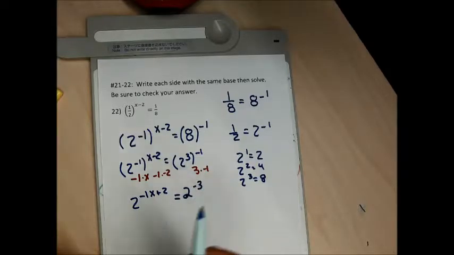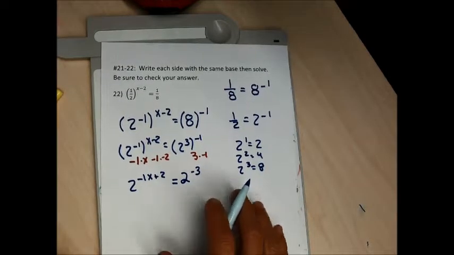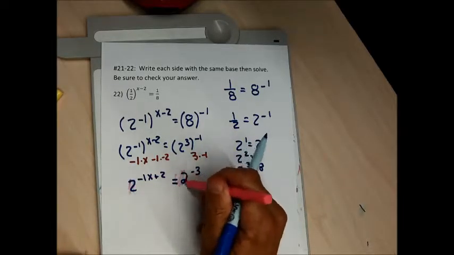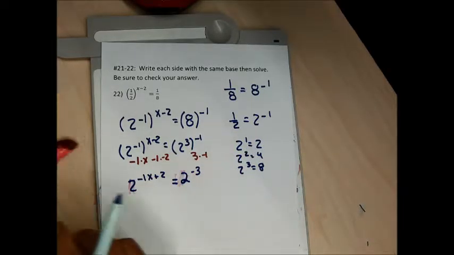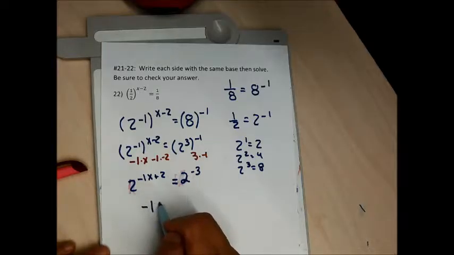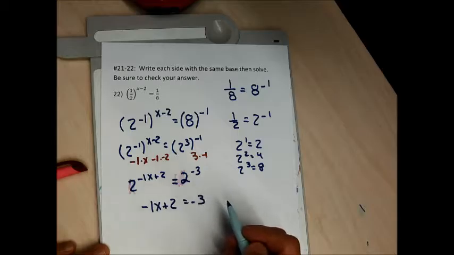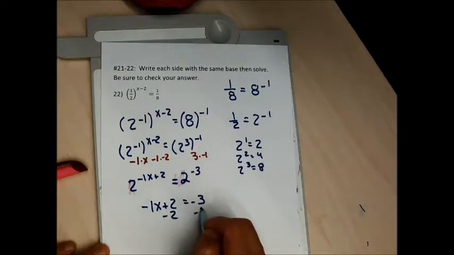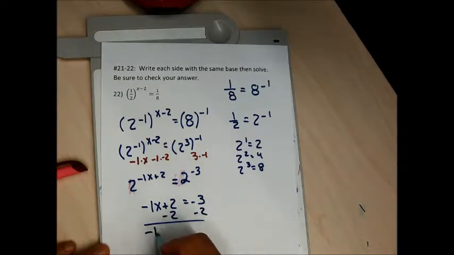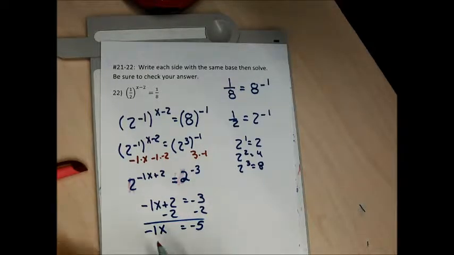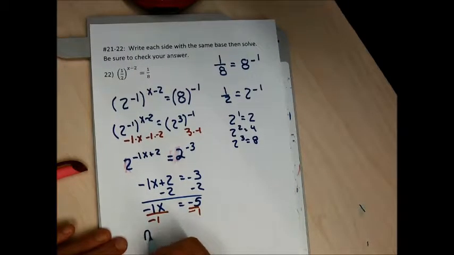Now both sides have the same base, so I could cancel out the bases. Even though the 2's are written differently, they're both 2's, and set the exponents equal to each other. So it's going to give me negative 1x plus 2 equal to negative 3. I'm going to minus 2 from both sides and get negative 1x equals negative 5. And then I'll divide both sides by negative 1 and get my answer of x equal to 5.